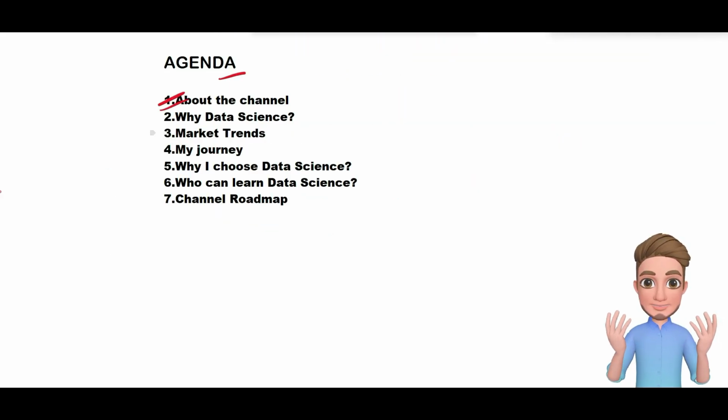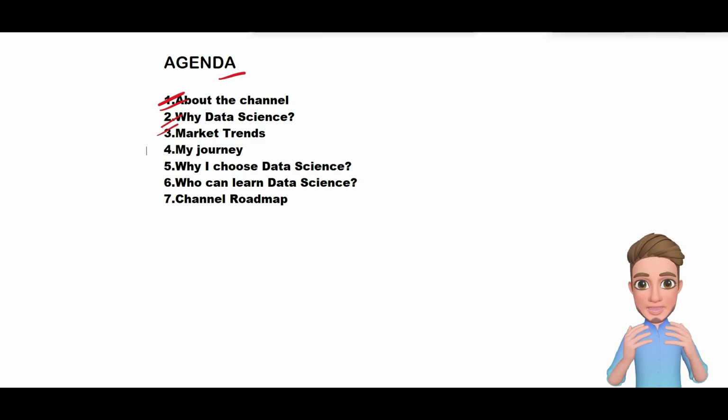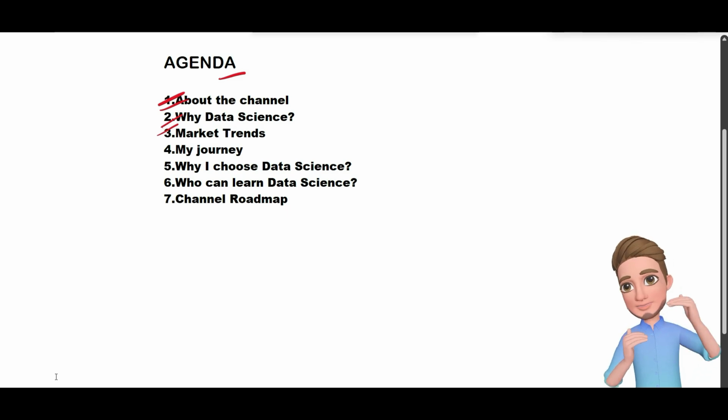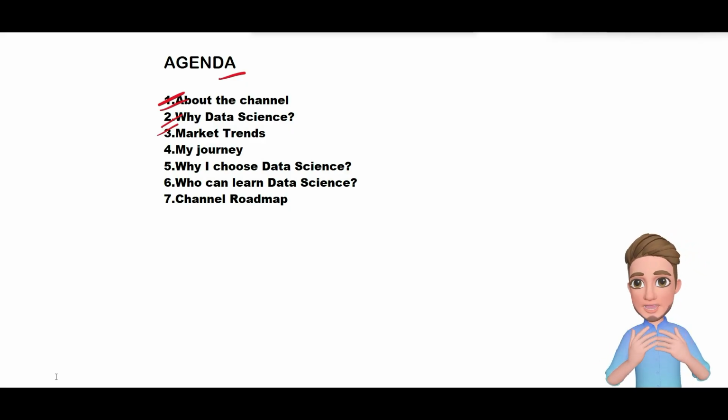So the next would be why data science? Why we actually need to choose data science is something that I'm going to answer. Data science is transforming the way we make decisions. It solves problems and helps us understand the world around us. It is an exciting field with endless possibilities, from predicting customer behavior to detecting fraud. Data science applications are everywhere. And the best part is that the demand for data scientists is skyrocketing. According to recent market trends, the data science field is expected to grow significantly in the coming years, offering lucrative career opportunities.